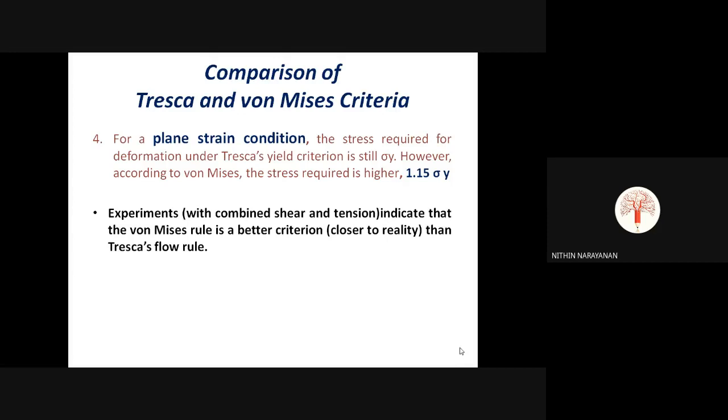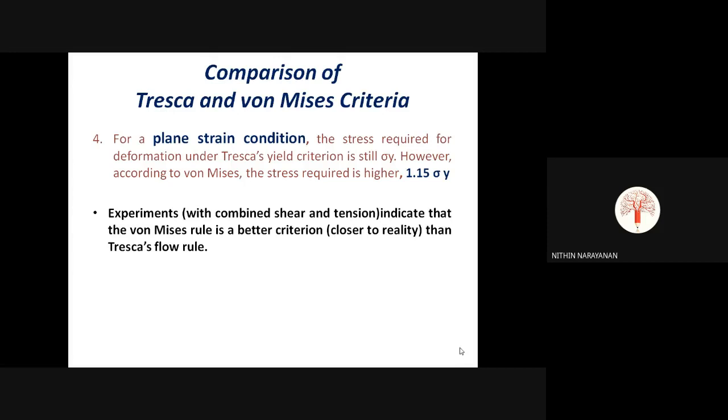So finally, our conclusion from comparing the two criteria is that the von Mises criterion is somewhat closer to reality, or a better criterion, than the Tresca yield criterion or Tresca flow rule. That's the conclusion. The comparison is important: four points and the final conclusion.